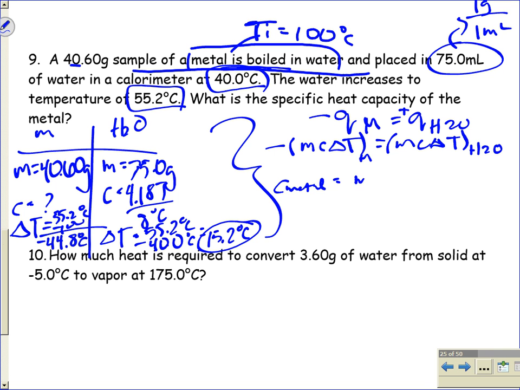C of the metal is equal to m C delta T for water. That's all the water data here. Divided by what? Negative m delta T for the metal. Plug it in. What do you solve for? C, and then how much you get. I'm not plugging it in. You can plug it in.